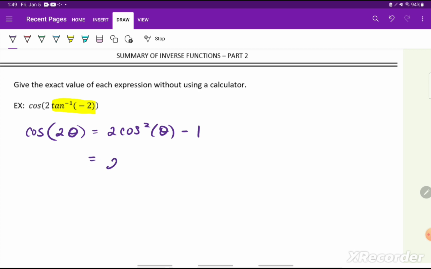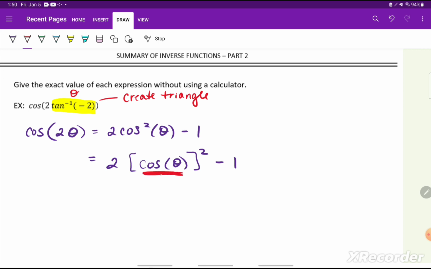Remember that this is the same as 2 times cosine of theta squared minus 1. We're going to use this tan inverse of -2 to create a triangle. Then we're going to take the cosine value of the triangle we create and plug it in here for cosine and simplify our expression.